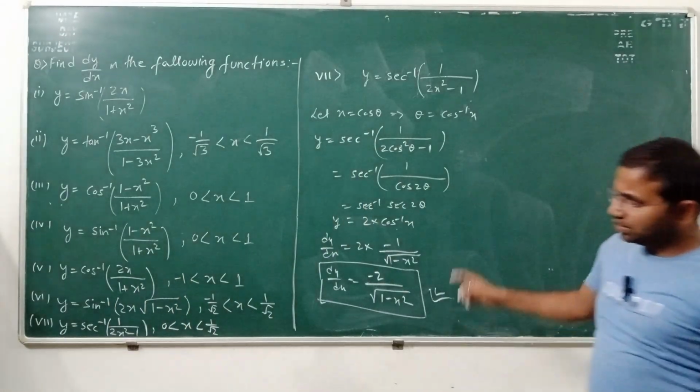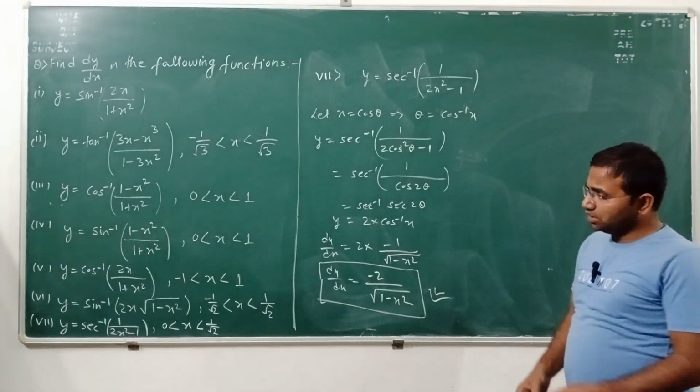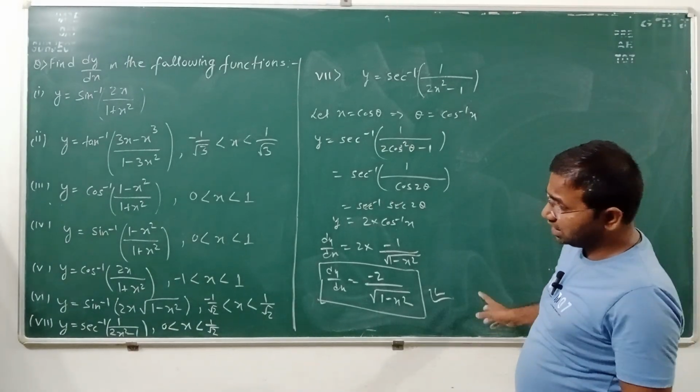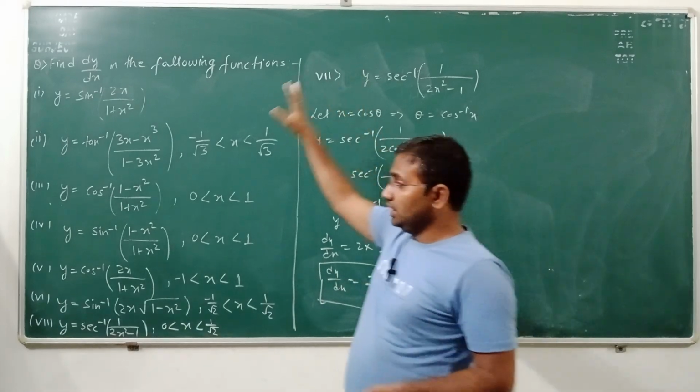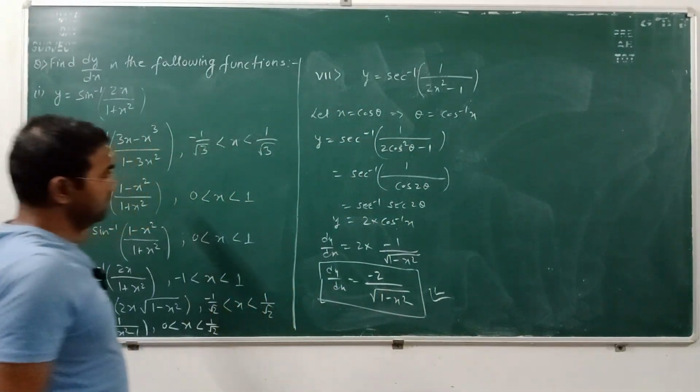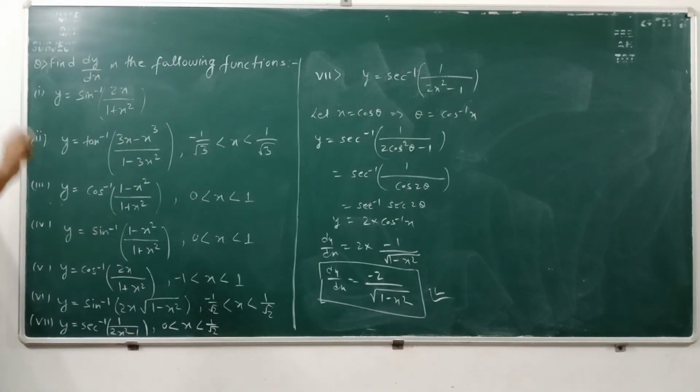Okay. So I hope you have understood how you will write the dy upon dx of the last one, how you will write the solution. And I hope you have understood how you will write the dy upon dx of all the inverse trigonometric functions here, how you will write the solution.